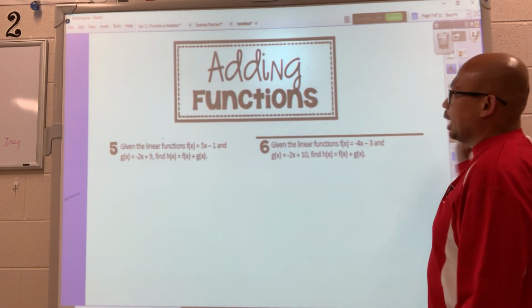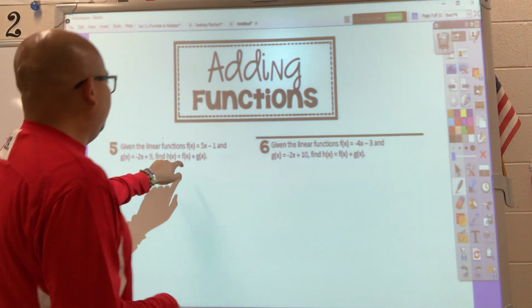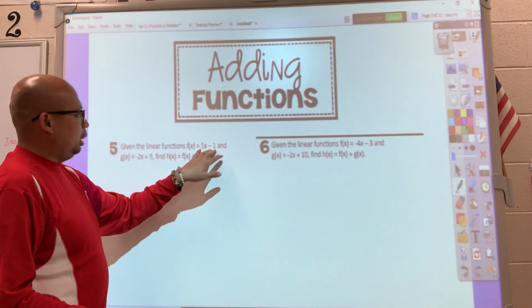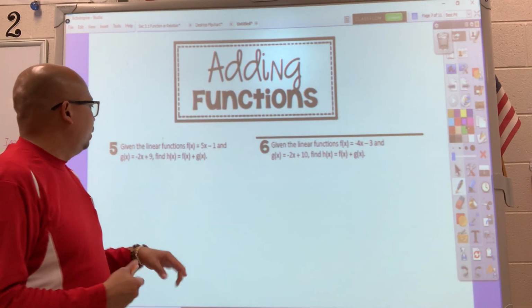Adding functions. This time is the operation of functions. In operations of functions, there are 4: adding, subtracting, multiplying, dividing. Okay, we will focus on adding and subtracting for now. We will do some with division and multiplication later on. Given the linear function f of x is 5x minus 1 and g of x is negative 2x plus 9, so the functions are being defined.